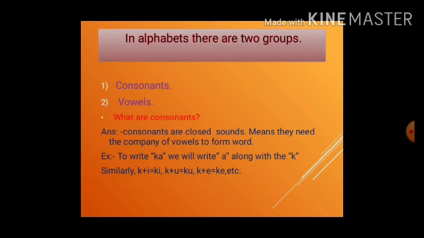As we are looking at the basics, in those 26 alphabets, there are two groups, namely consonants and vowels. So before starting to learn about the articles, we should know what consonants and vowels are. What are consonants? Consonants are closed sounds, meaning they need the company of vowels to form a word.